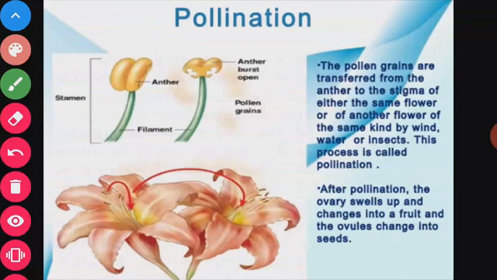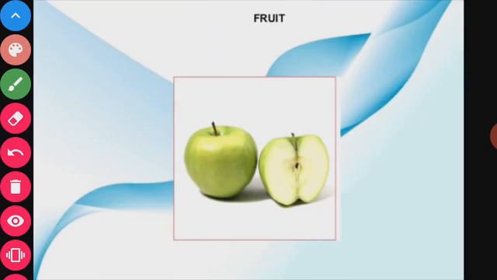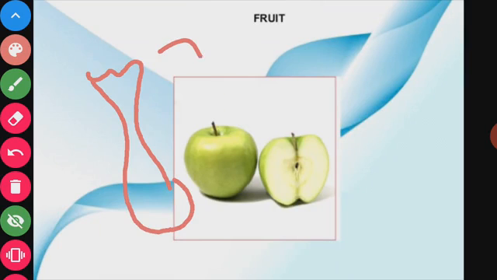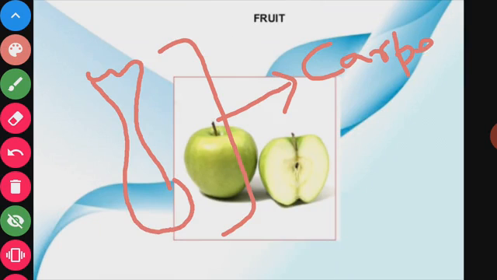After pollination, what happens? The ovary swells up and changes into fruit, and the ovules change into seed. When I have discussed the shape, this is the female reproductive part of a flower. This whole part is known as either carpel or we can say pistil.